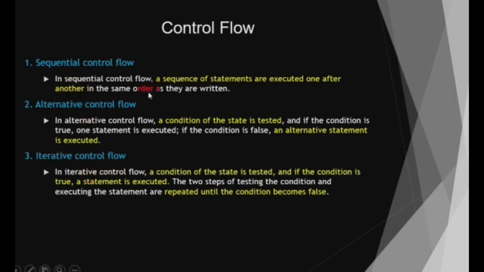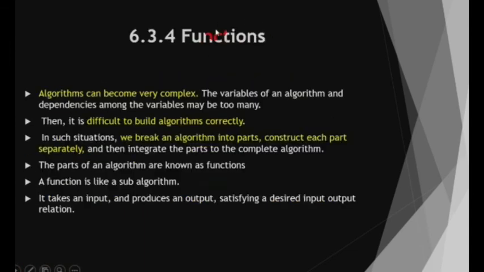So here sequential control flow means all the steps are executed one after another. Alternative control flow means it checks the condition, and based on the condition, it executes either the true block or the false block. And then iterative control flow, here also we are checking the condition. If the condition is true, we execute the statements repeatedly until the condition is false. Okay, so these are the different control flows used in algorithmics.